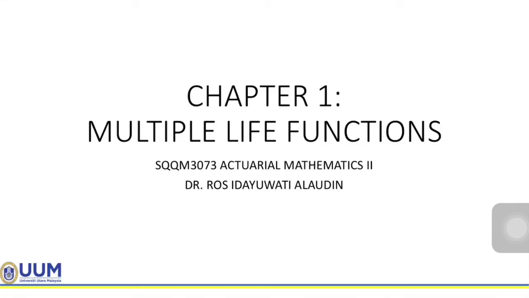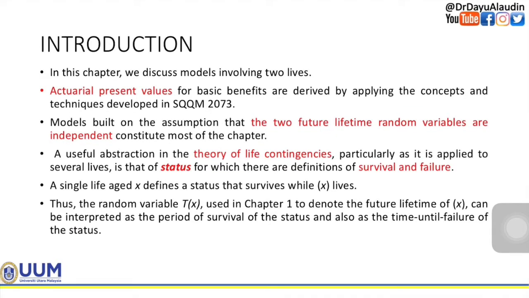Today we will go for chapter 1, multiple life functions. So in actuarial math 1, we already covered one life. The actuarial present value for basic benefits is derived by applying the concepts and techniques developed in SQQM 2073, but the difference is that this time we have two lives. Models built on the assumption that the two future lifetime random variables are independent constitute most of the chapter.